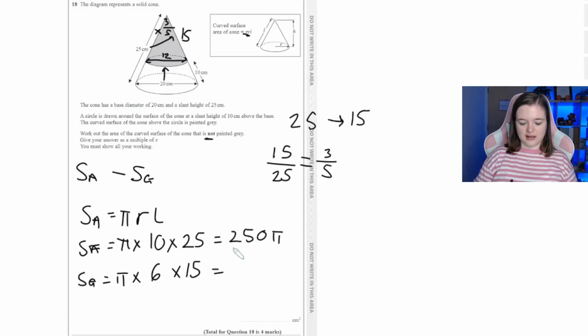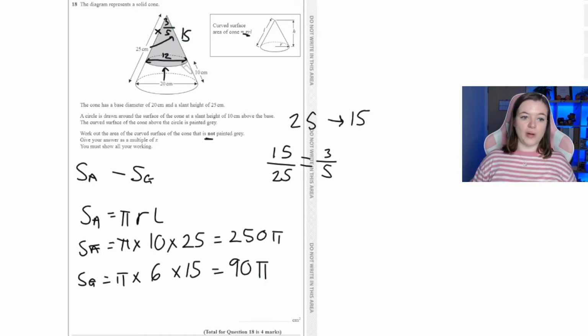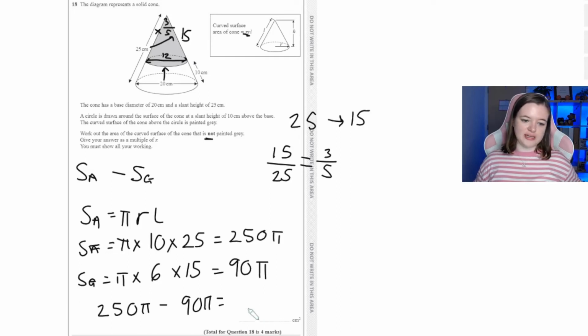Then I've got 6 times 15, which is 90 pi. Okay, so the surface area of all of it is 250 pi. Surface area of just the grey bit, that's 90 pi. We want the white bit, so we're going to do 250 pi minus 90 pi. And that is going to get us, what is that, 160 pi? Yeah, let me double check. Don't trust myself. As I keep saying, 250 minus 90, 160 pi.